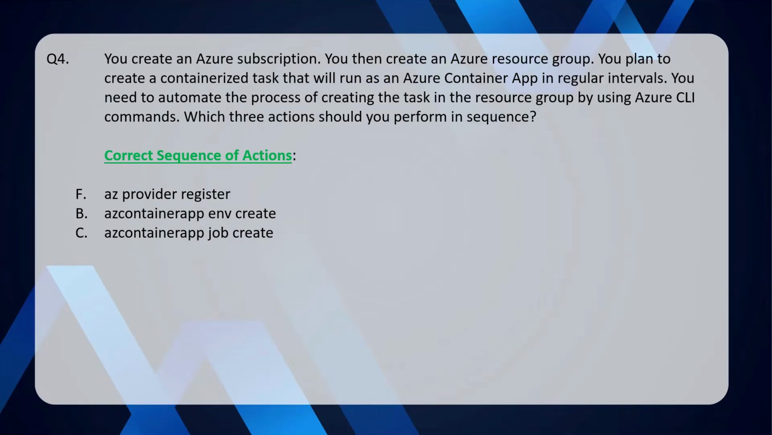Now friends, az containerapp job start is used to manually run an existing job. az containerapp registry set is used only if you are using a private container registry, and az containerapp connected-env create is for developer local debugging. So friends, I hope you now understand why the three actions that I have chosen are the correct answer.